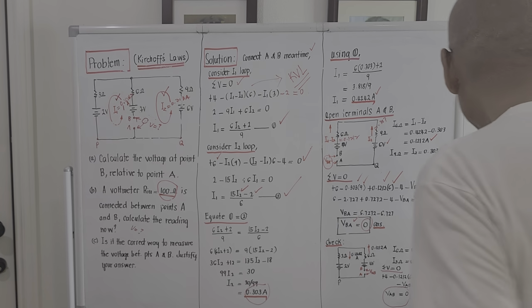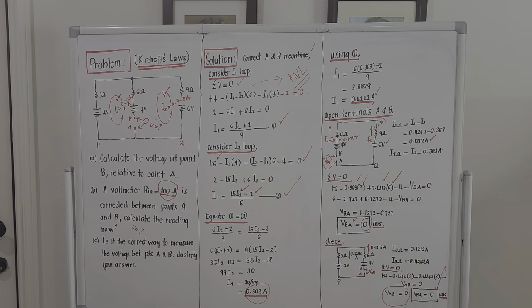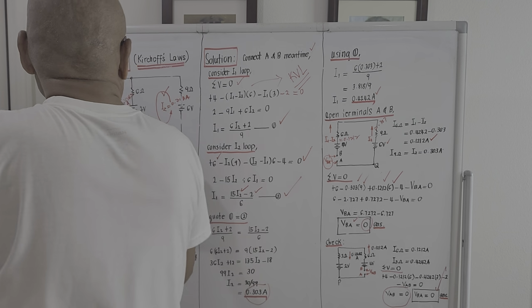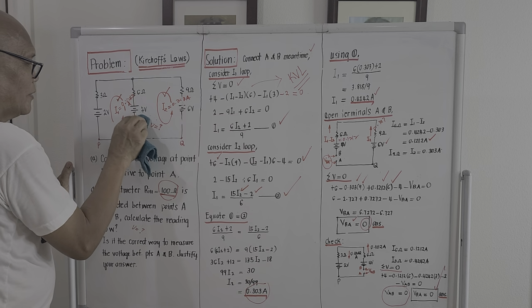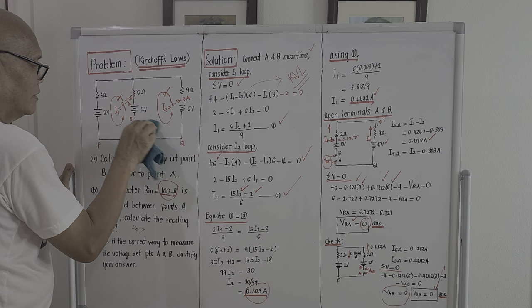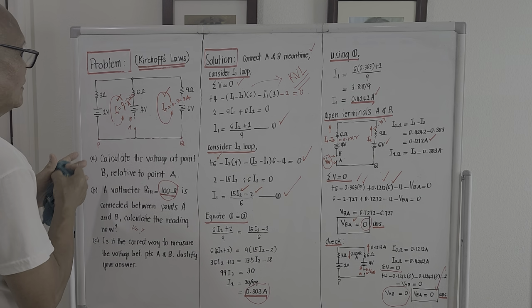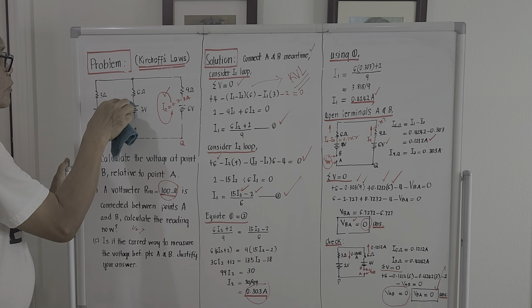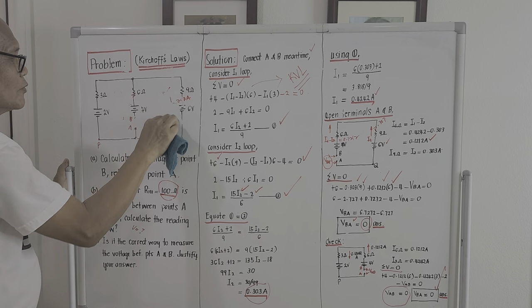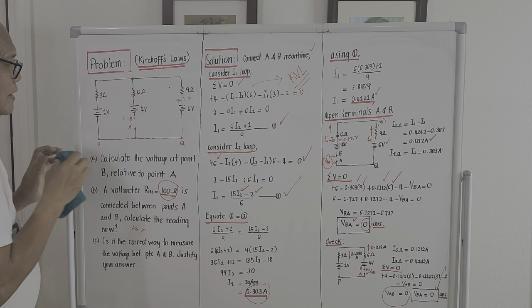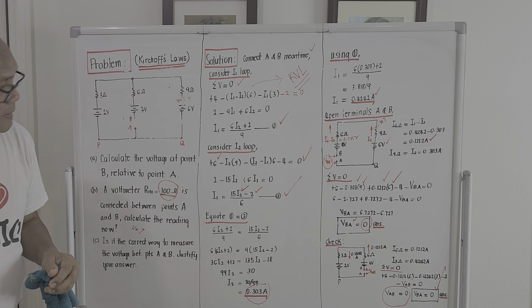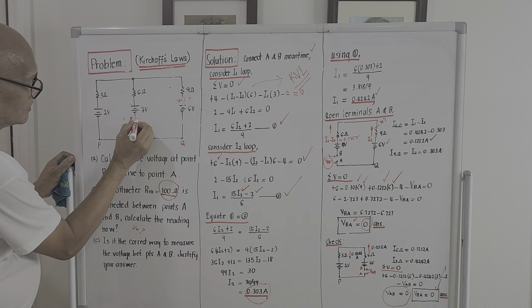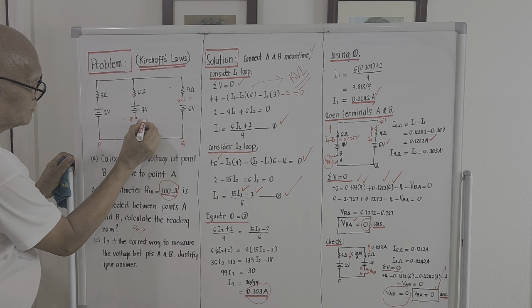Actually, we could determine the voltage across point B and A by just inspection. I will try to erase this one so we could visualize it. Mr. Veracruz is asking the voltage here, V sub BA.